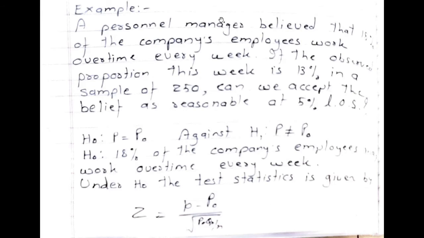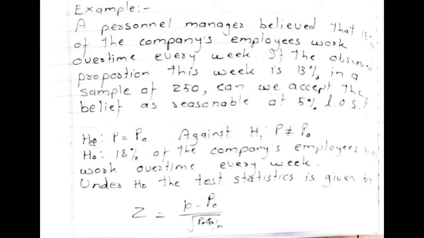Next example. A personnel manager believed that 18% of the company's employees work overtime every week. If the observed proportion this week is 13%, in a sample of 250, can we accept the belief as reasonable at 5% level of significance?